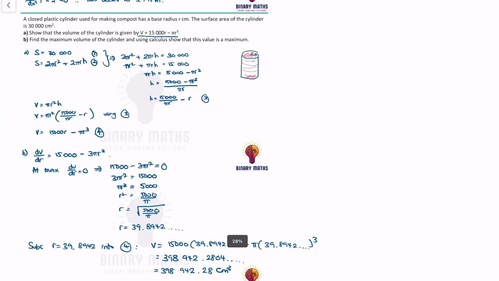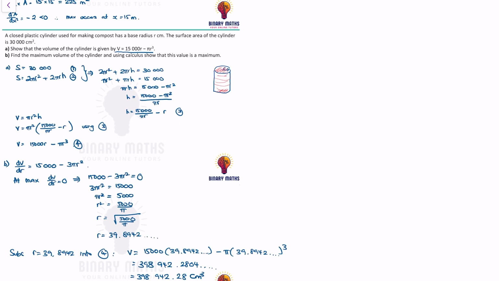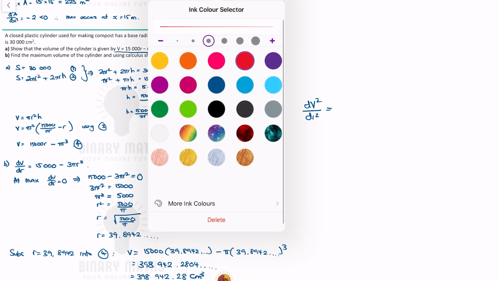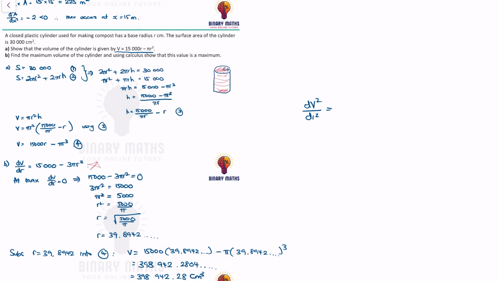Okay, if I want to check whether this is really a maximum, we need to differentiate it again. So if I do d²V over dr², so I differentiate this again, then I get minus 6πr.